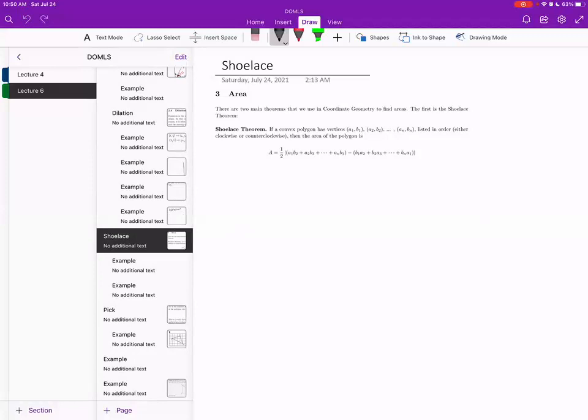Then we can find the area just by evaluating this expression. A is equal to half of A1 B2 plus A2 B3 plus so on until An B1, minus B1 A2 plus B2 A3, so on until Bn A1. That looks really complicated, but we'll see how this is actually not too complicated to think about in the next example and why it's called the shoelace theorem.